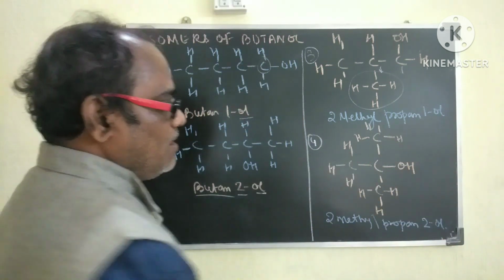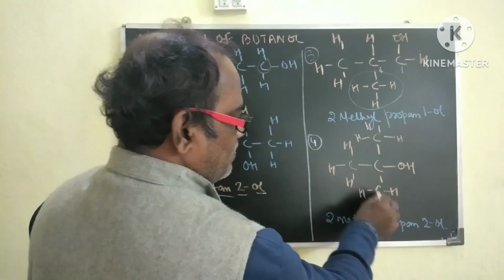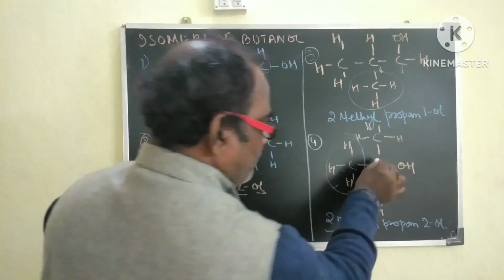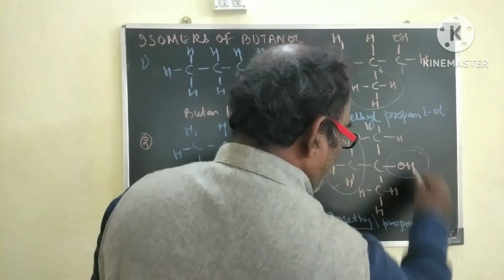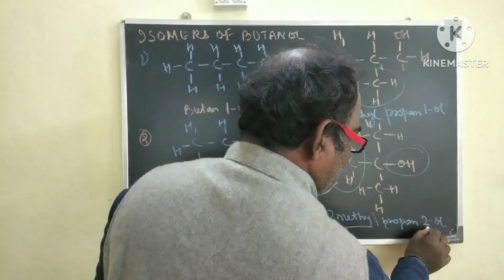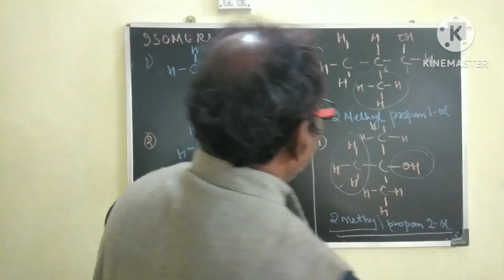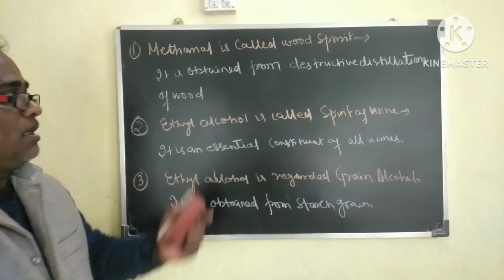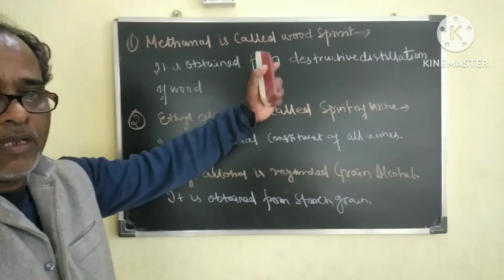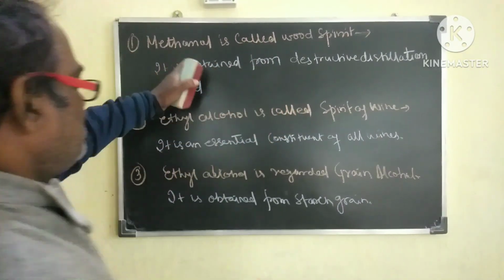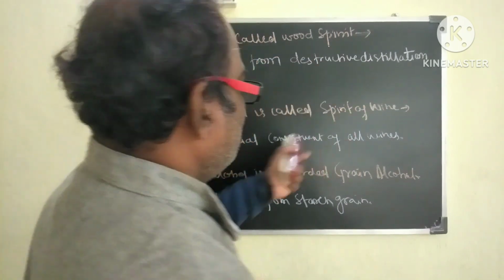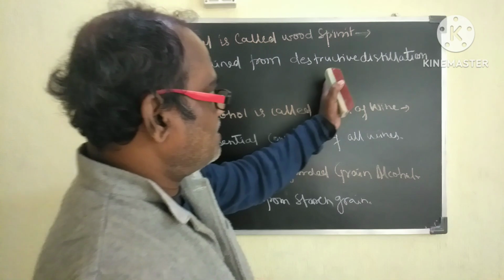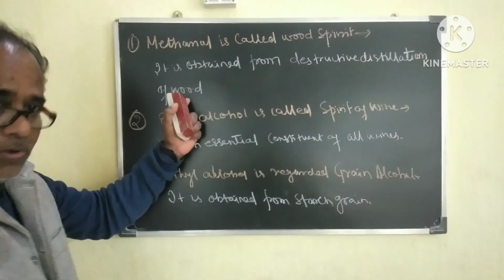In this you can see 1, 2, 3. That means with the second carbon we have methyl, so 2-methyl, and with the second carbon we have ol, so we get 2-methyl propan-2-ol. So these are the different isomers of butanol. Such types of questions may occur in your board examination. Methanol is called wood spirit. Why is methanol called wood spirit? The very simple answer is, it is obtained from the destructive distillation of wood.